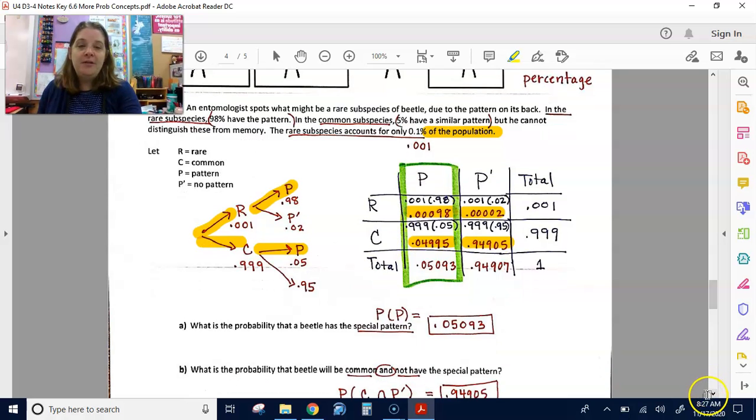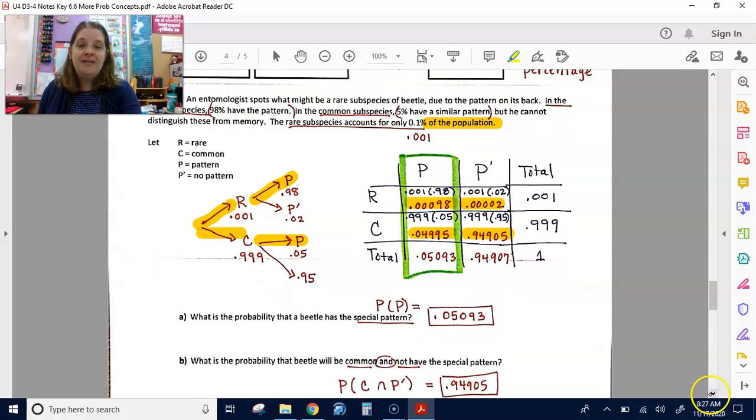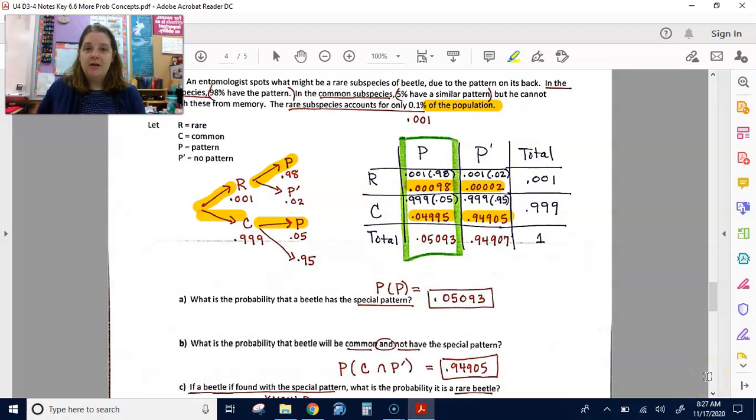What is the probability that a beetle is common and does not have the special pattern? A common and doesn't have the special pattern. So I'm looking for the overlap. That looks like that is 0.94905. I'm looking for the overlap, just the cross in the table there.